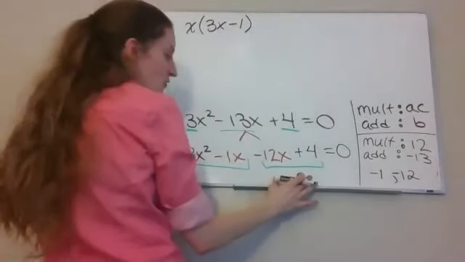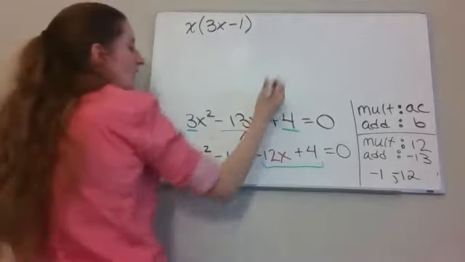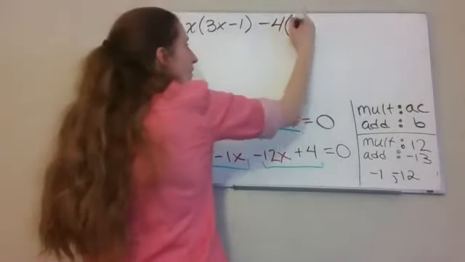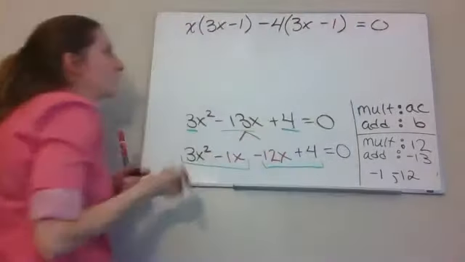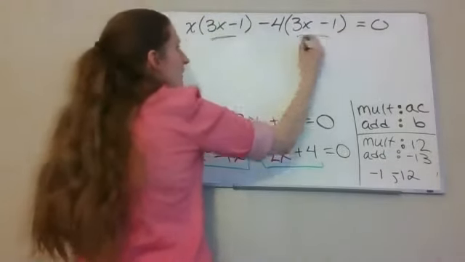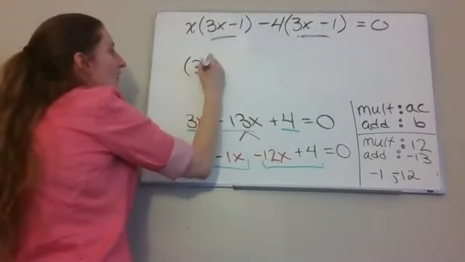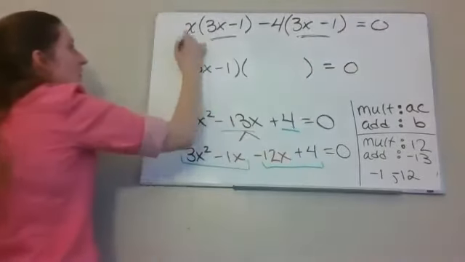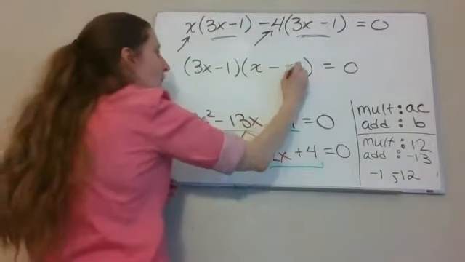Now I look at my next two terms. They have a 4 in common, and I have a minus sign in the front, so I'm going to actually do a minus 4. When I pull out a minus 4, I will have a 3x and a minus 1 left. This is a good sign. When you're factoring, notice I have 3x minus 1 and 3x minus 1. They match. So now I'm going to pull out what those guys have in common, which is 3x minus 1. And my other factor is everything left behind, x and minus 4.